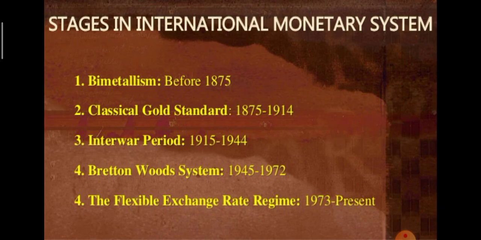Next, stages in international monetary system. First is the bimetallism before 1875. Classical gold standard 1875 to 1914. Interwar period 1915 to 1944. Bretton Woods system 1945 to 1972. The flexible exchange rate regime 1973 to present.